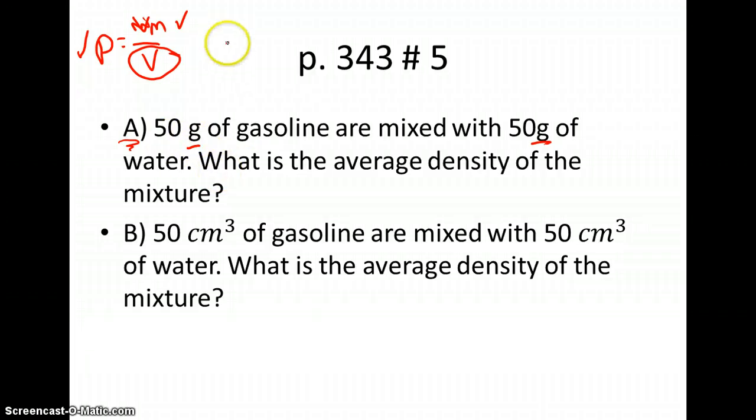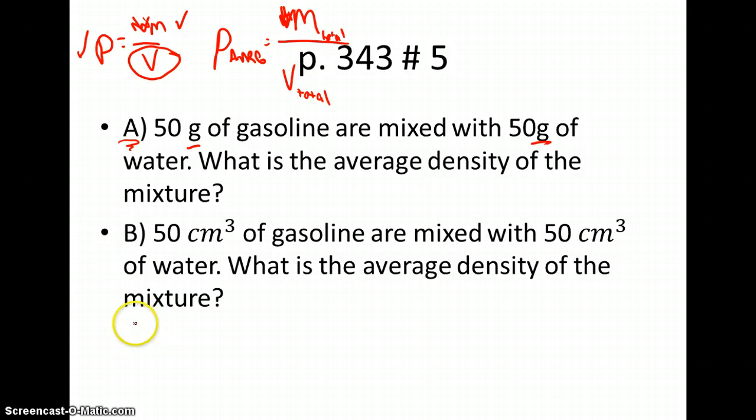And then I know that my final density, or my average density, is going to be equal to the total mass divided by the total volume. And so I can take my total volume that I do find, plug it in over here, and find the average density. And so we're going to do part 1 of A.